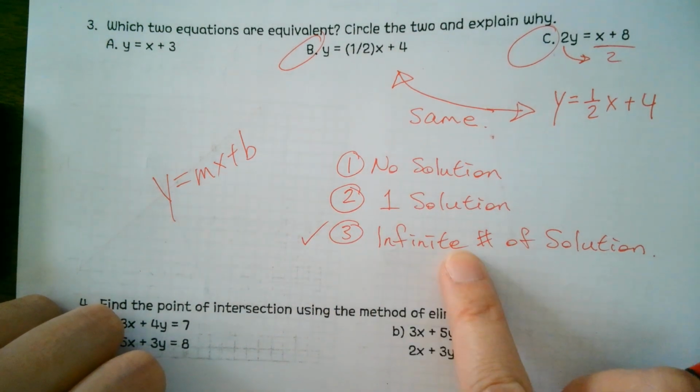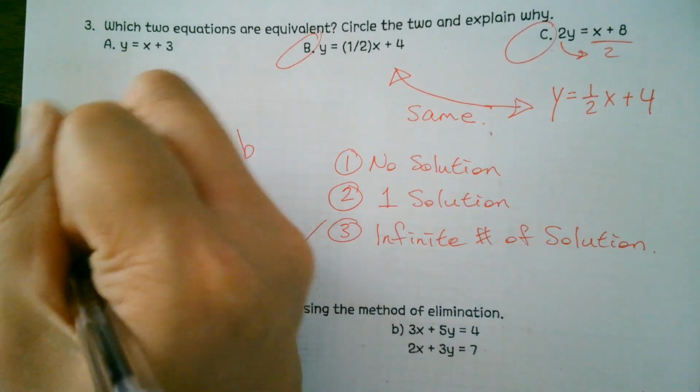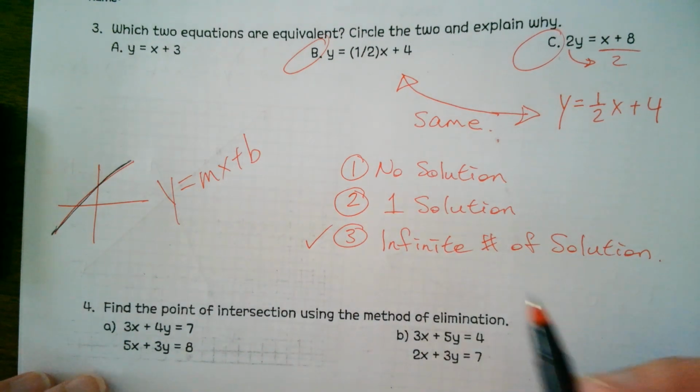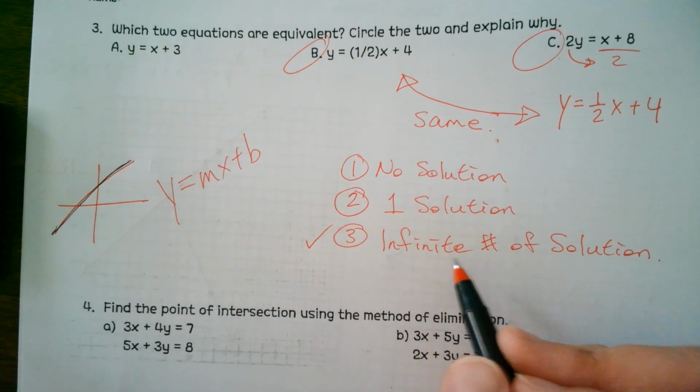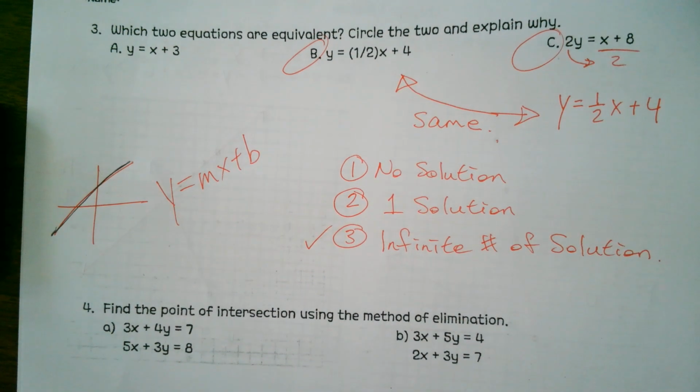That's right. Because these 2 lines, if you were to graph it, it's like this. And this second line is like this. So they overlap each other. So what is their intersection point? Every single point. So infinite number of solutions. Okay.